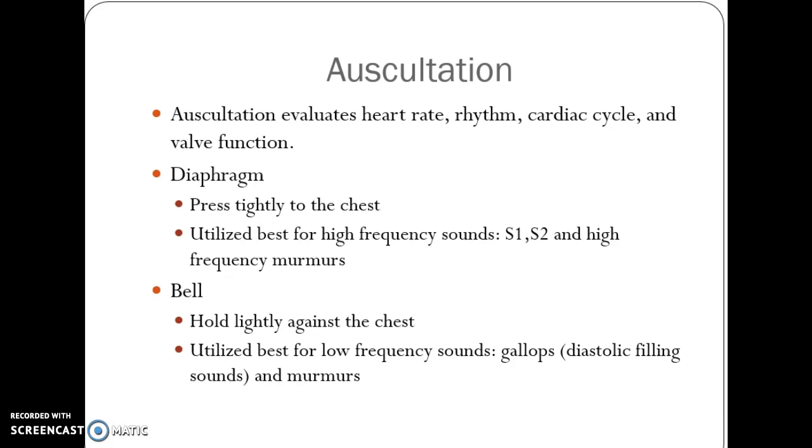Auscultation obviously evaluates the heart's rate and rhythm. You can hear murmurs. You can hear valve function and dysfunction. You want to make sure that you press the diaphragm close to the chest. Especially at this point, you're really just looking for lub-dub, S1 and S2. And sometimes you'll hear this S1, you'll hear lub-sh, lub-sh. And that means maybe that valve isn't working so well.